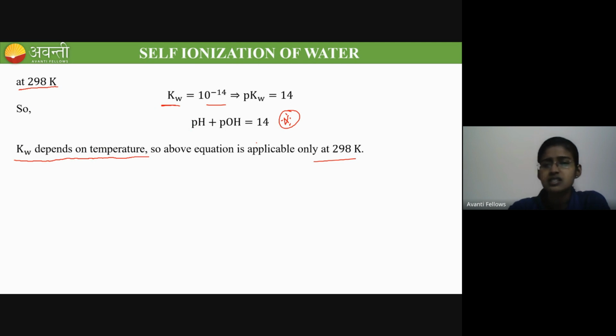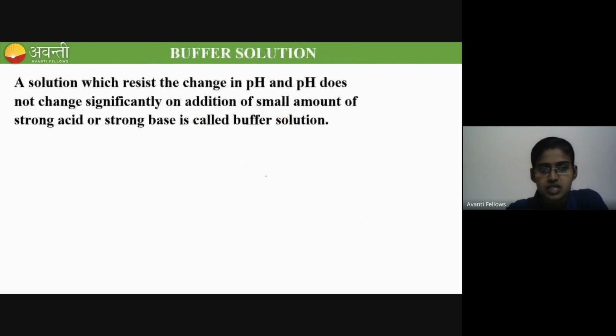It is a mathematical operator, like how we have plus for addition and minus for subtraction. pH is nothing but the operator which operates on this H plus. Okay. Potential of hydrogen we are saying, in the same way pKw. Okay. So this is the important formula.